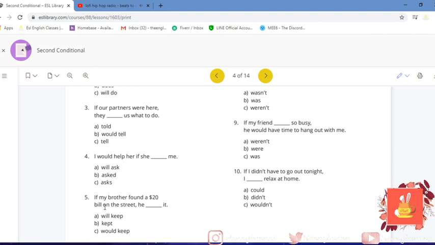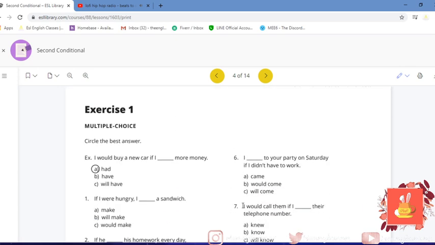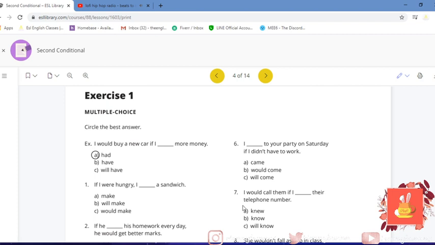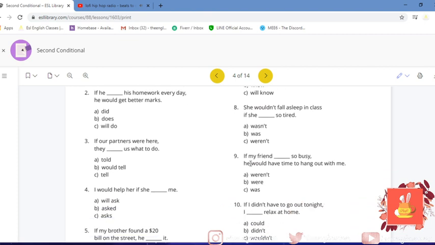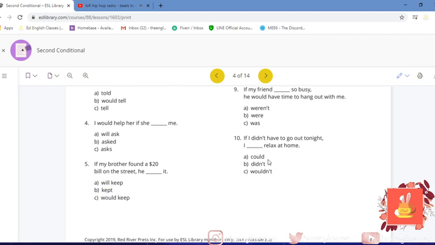asked me. 5 is C. If my brother found a $20 bill on the street, he would keep it, which is C. All right. 6 is B. I would come to your party on Saturday if I didn't have to work. 7 is A. I would call them if I knew their telephone number. 8 is C. If she weren't so tired. Number 9 is A. If my friend weren't so busy, he would have time to hang out with me. And 10 is A. If I didn't have to go out tonight, I could relax at home.